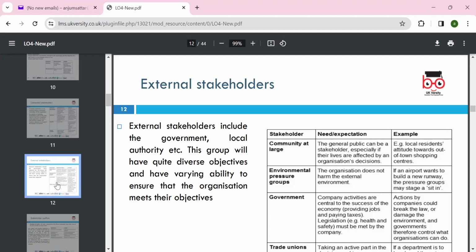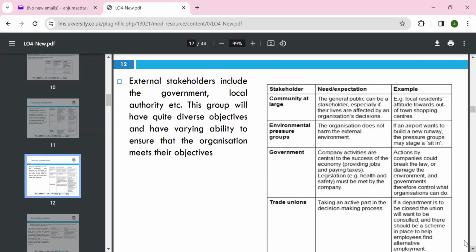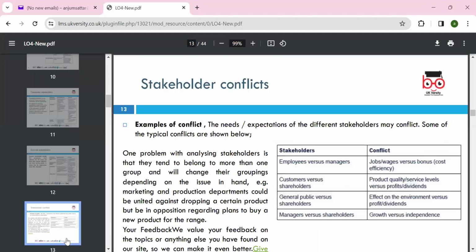Yes, it's very crucial. We can look at an airport that wants to build a new runway. The pressure groups, like with Terminal 4 and 5 at Heathrow Airport, that was a huge impact. And pressure groups, yes, they opposed a lot in the first place, and the government tried to negotiate and meet their expectations as well. The company's activities are central to the success of the economy, providing jobs and paying taxes. Trade unions are also stakeholders, and are always very powerful. We need to meet their expectations, and if we don't, then of course it can create problems.